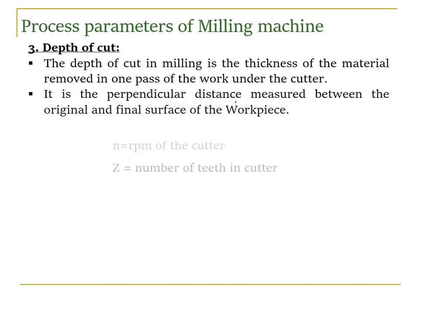This is what feed is. The next parameter is depth of cut. Depth of cut in milling is the thickness of the material removed in one pass of the work under the cutter. So depth of cut is the amount of metal we are going to remove in one pass. It is the perpendicular distance measured between the original and the final surface of the workpiece. So depth is how much metal I have removed in one pass. That is what depth of cut is.